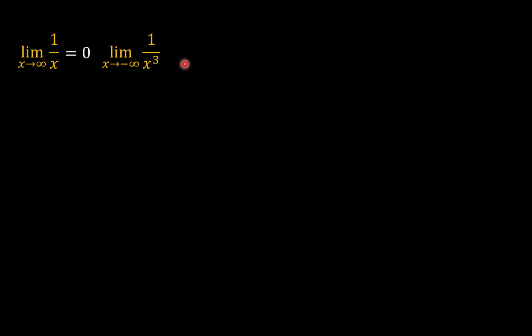If you look at the limit of 1 over x to the third as x goes to minus infinity, the same argument works. This time, x to the third is a negative number, so this fraction is a negative number, but it still gets closer and closer to 0. Therefore, the limit is still equal to 0.